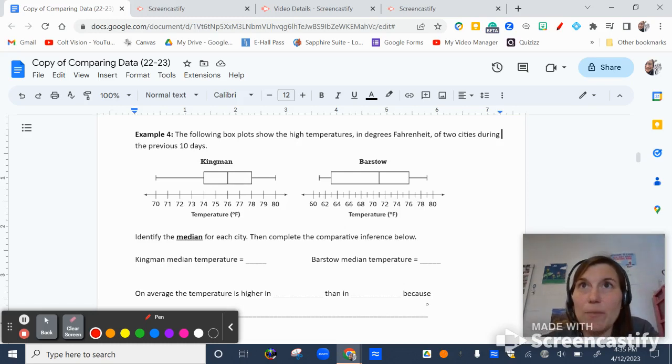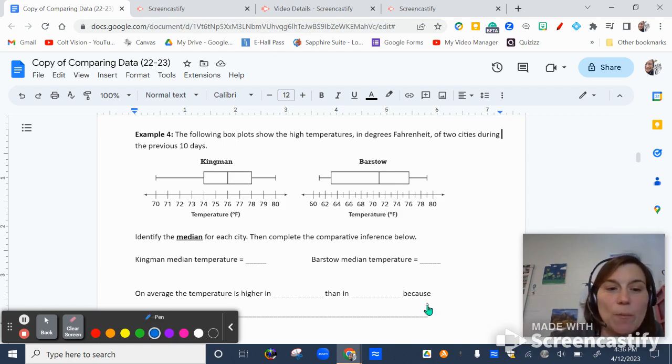So we're going to look at this example of two cities and we're going to make a comparison between their temperatures. We're going to pay attention to the scale because that's really important here. So let's first just answer the questions, and then we're going to go back and see a trick to help us understand this better. So first, let's just answer the questions that are given.